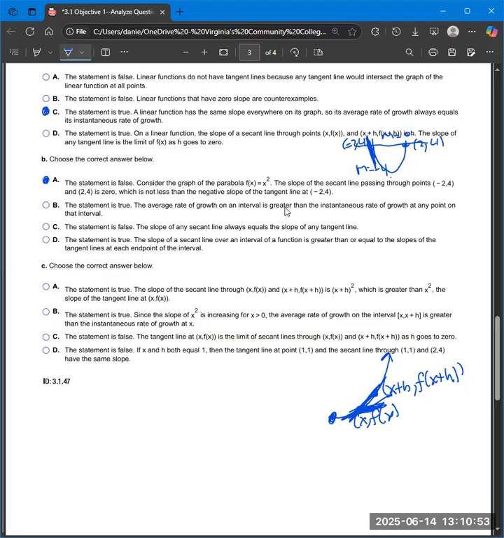So statement C is true since the slope of x squared is increasing for x greater than 0. The average rate of growth on the interval x to x plus h is greater than the instantaneous rate of growth at x. And I showed that with the picture and talked through it in terms of how that had to happen because y was changing faster than x was changing with the function y is equal to x squared.